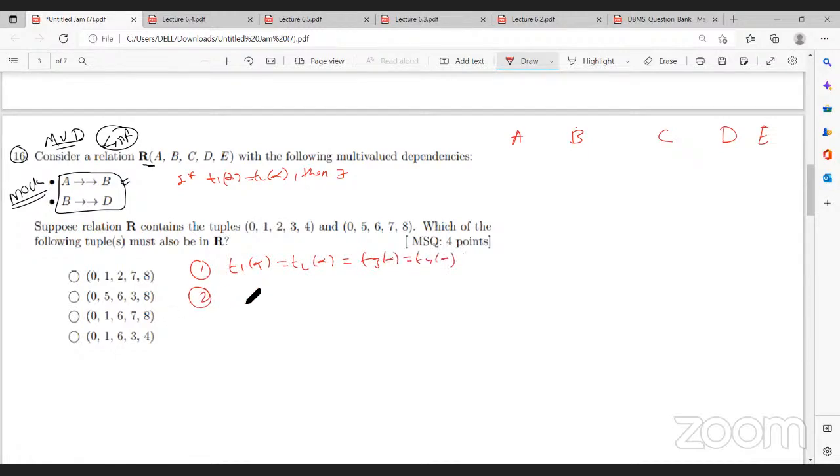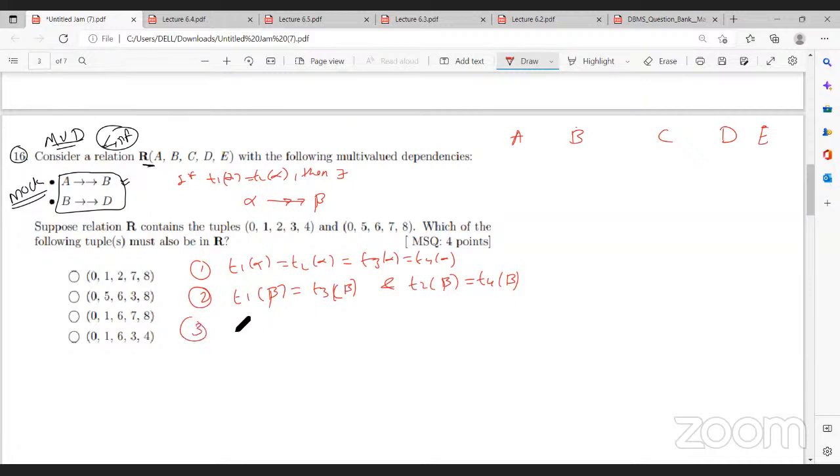What is the second condition? T1 beta equals T3 beta and T2 beta equals T4 beta. So what is alpha and beta here? Alpha multi-determines beta. So if this MVD exists in the relation R, it should satisfy this condition, right?